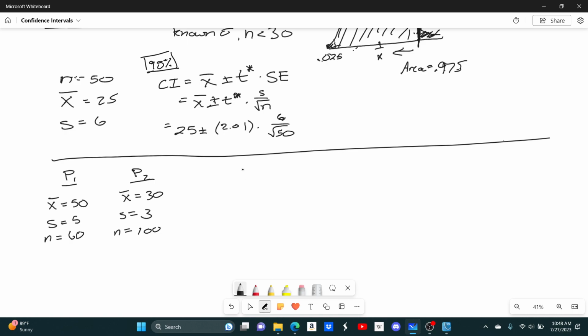So we still use the same formula, right? Confidence interval is our sample mean plus our t-statistic multiplied by the standard error, except this is a little bit weird because we have two sample means. We would have two standard errors if we were to calculate it. So what we actually have to do, instead of finding a confidence interval for P1 and P2, is find a confidence interval for P1 minus P2. So what is this distribution going to look like? So the mean of this, right, would just be 50 minus 30.